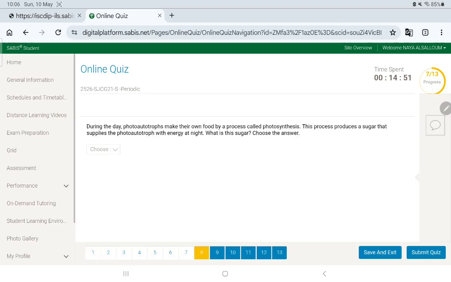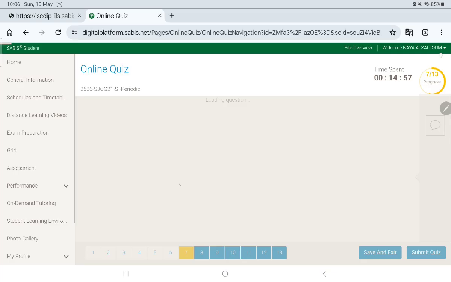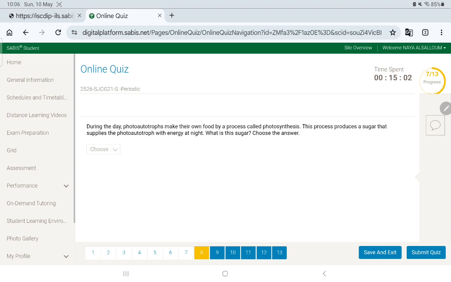During the day, photoautotrophs make their own food by a process called photosynthesis. They give you the answer here. Also, this process produces a sugar that supplies the photoautotroph with the energy at night. What is this sugar? Now, this is glucose, obviously.